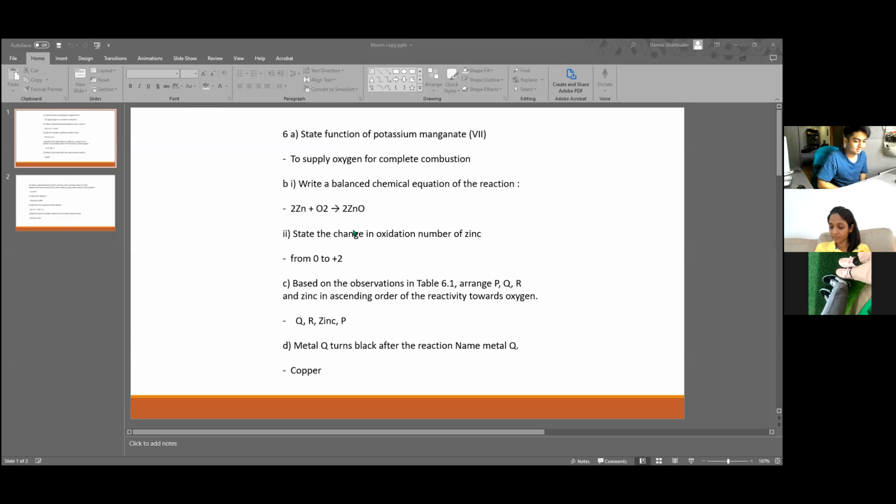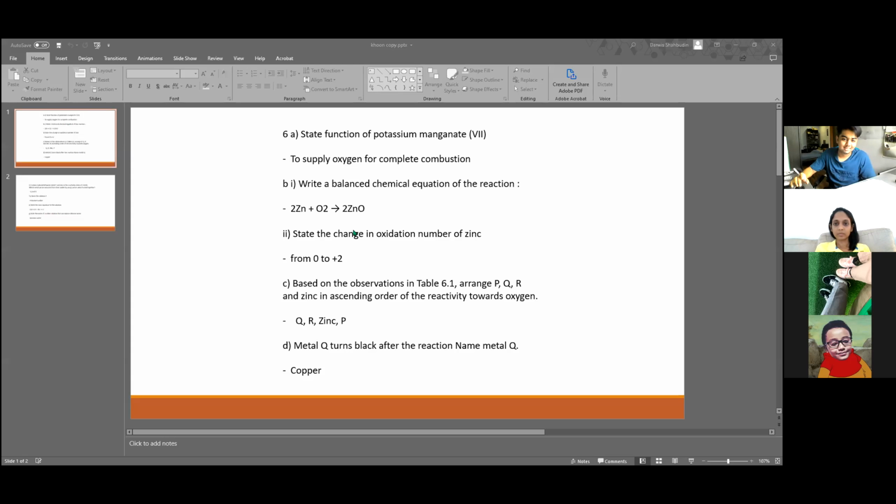Teacher, for the third question, C, based on the observation in table 6.1, arrange P, Q, R and zinc in ascending order of the reactivity towards oxygen. They ask for ascending order of reactivity, so it must be from least to most reactive. Based on the observations, they are only burning and glowing. Glowing must be the least reactive, while burning is the most reactive. They are also brightly and faintly, and obviously brightly is more reactive than faintly.